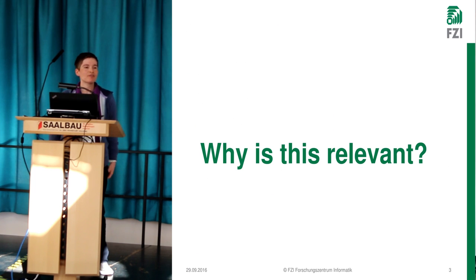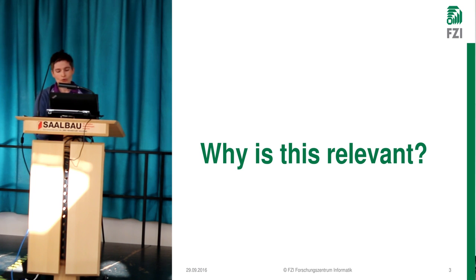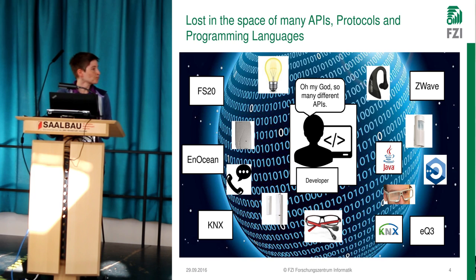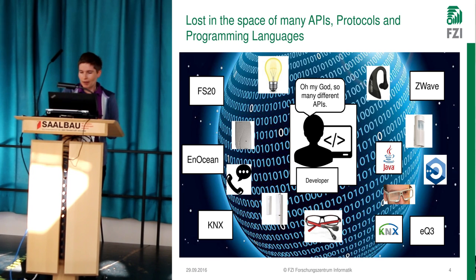So why is this relevant? Well, if a developer wants to implement different kinds of applications for the ambient assisted living environment, then there are a lot of APIs, a lot of protocols, and programming languages. And so the problem is the developer has to implement against different APIs and has to learn different APIs, as you can see here.